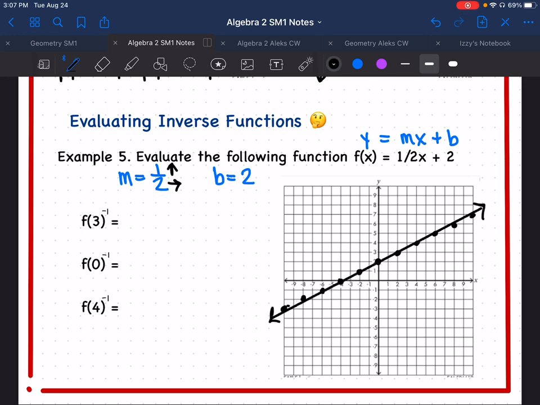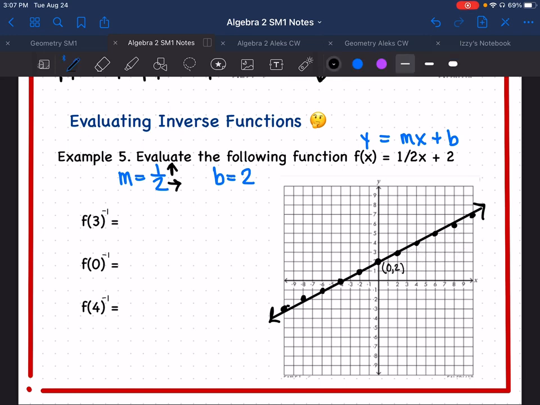And let's go ahead and put some ordered pairs on our graph. Like this one right here, which is 0, 2. This one right here, which is 2, 3. This one, which is 4, 4. This one, which is 6, 5. Is that right? Did I mess up? I think I might have messed up. I skipped one. Hold on, guys.